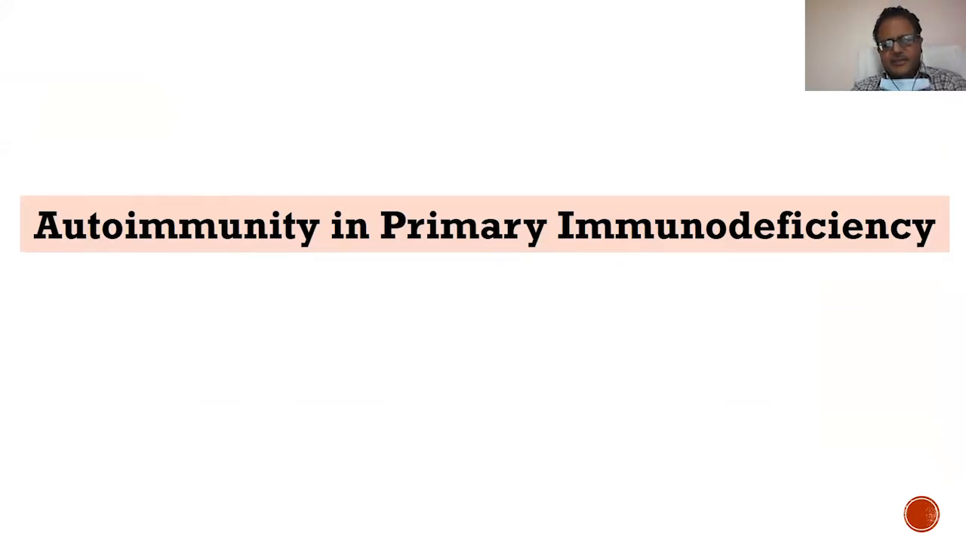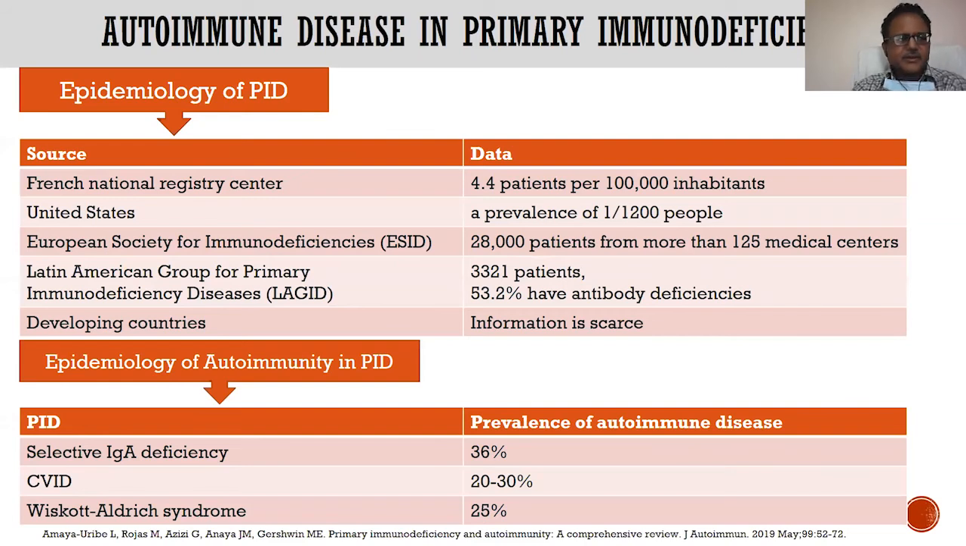Coming to autoimmunity in primary immunodeficiency. Immunodeficiencies as such are considered to be rare diseases, but according to the French National Registry, there are around 4 to 4.5 per 100,000 population. In developing countries, this information is quite scarce. But when we come to the prevalence of autoimmune diseases in PIDs, if a person has selective IgA deficiency, 36% of them are likely to have autoimmune diseases. So essentially one-fourth to one-third of patients with primary immunodeficiencies will have some form of autoimmunity.